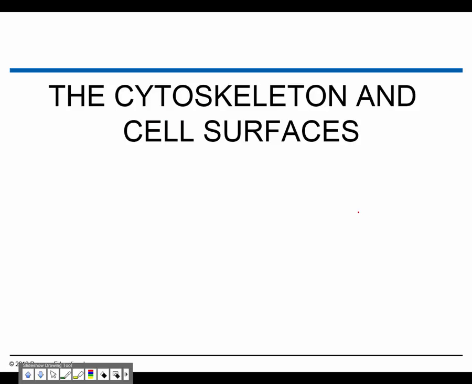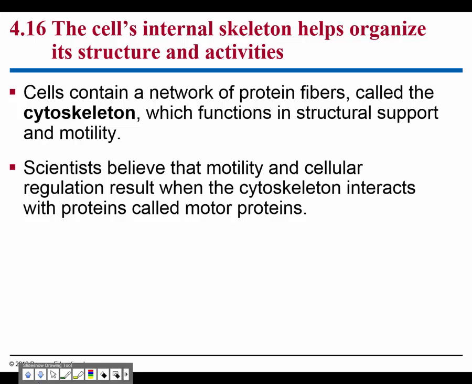Okay, so let's finish up chapter 4, cytoskeleton and cell surfaces. So cytoskeleton, what does that lead you to think? Skeleton is what helps give us structure, gives us support. And so these cells, they're a network of protein fibers. And so that support also, if we didn't have a skeleton, it would be very difficult for us to move because we have to push something against another.